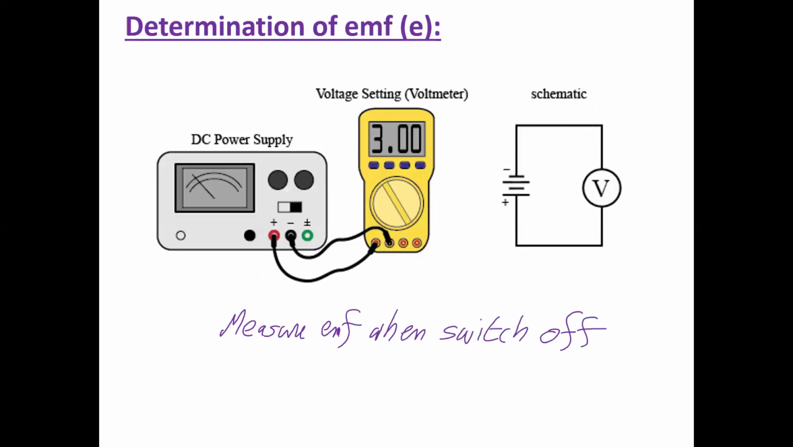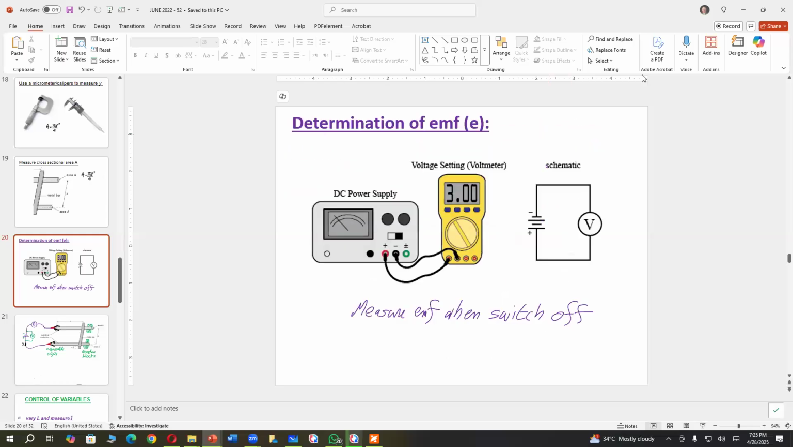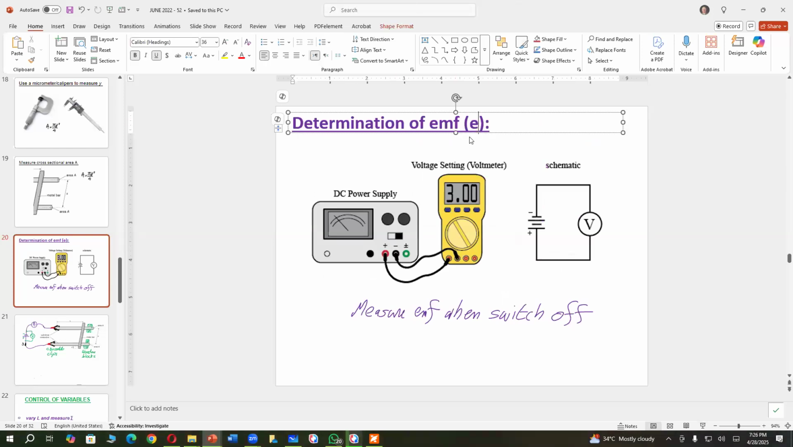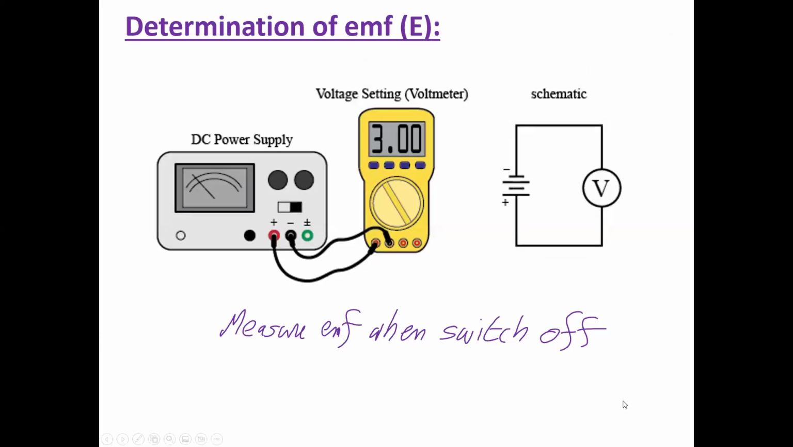Now, how can we measure the EMF? EMF can be measured by a sensitive voltmeter: switch off the circuit and measure the voltage. If you switch off the circuit and measure the voltage, it will be the EMF. Remember, EMF is the maximum voltage a circuit can produce, a power source.